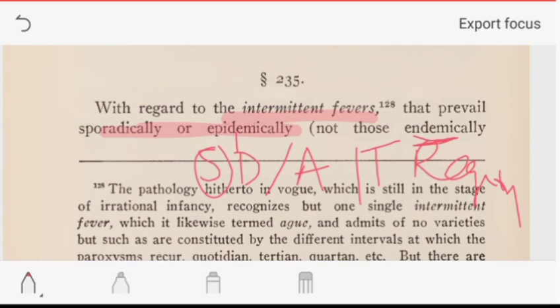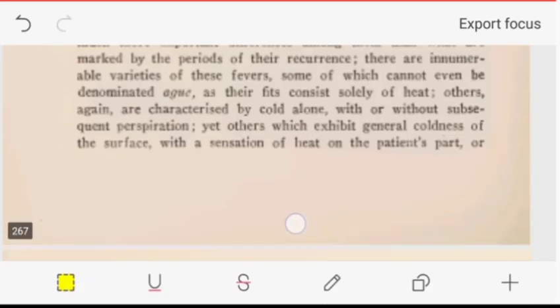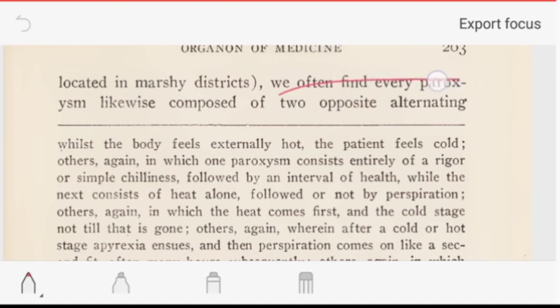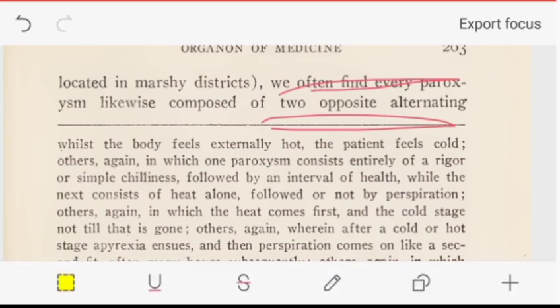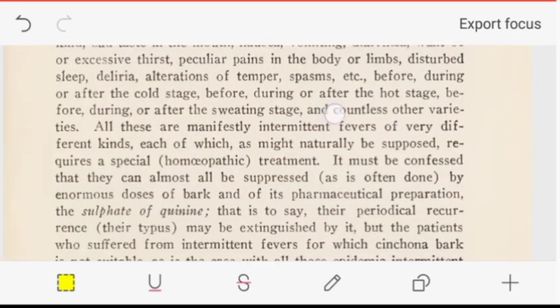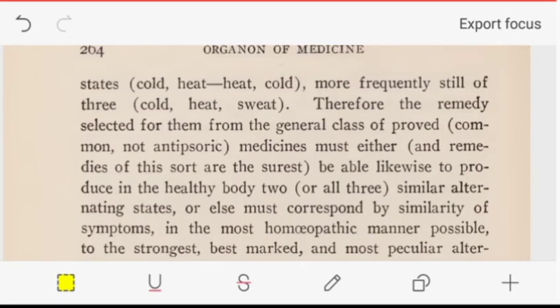What should we do in that treatment? What is the treatment for our purpose? That is regarding 235. So in sporadic and epidemic cases we give the medicine. Here it is written that in an epidemic we often find every paroxysm composed of two opposite alternating states, meaning heat or cold, heat or sweat or cold. Three things appear combined in each paroxysm. So what should we do?